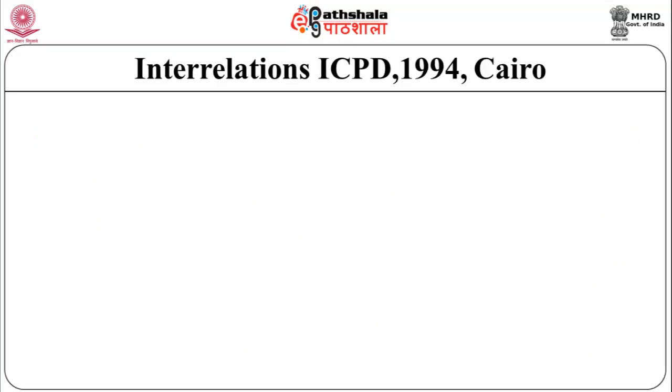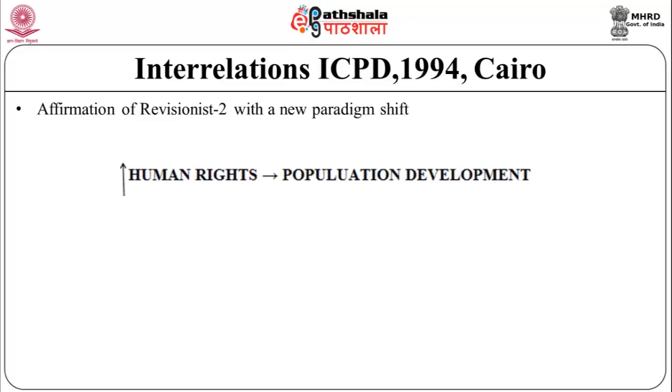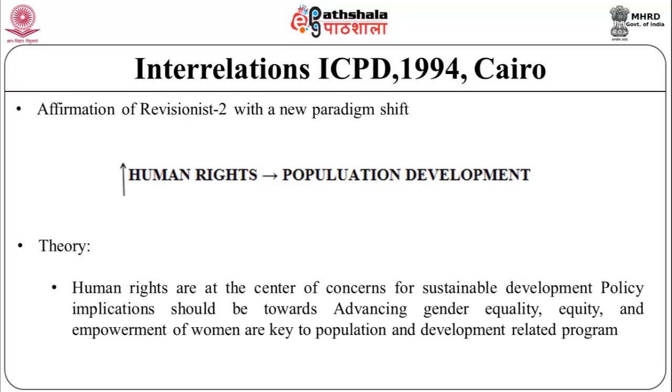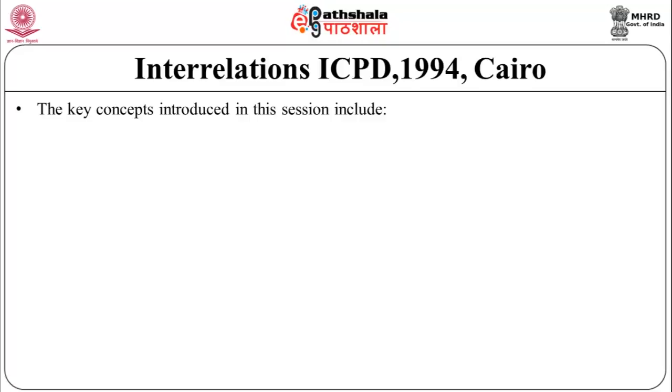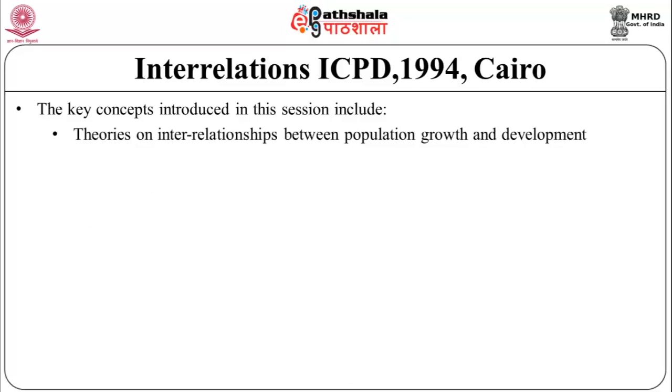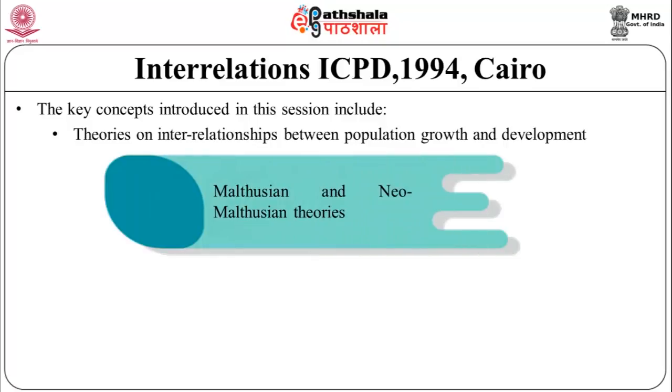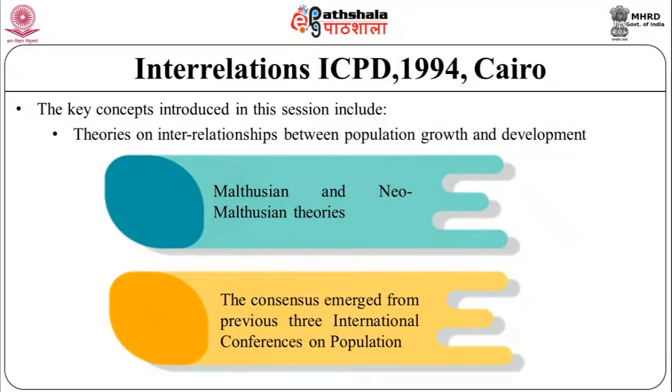Now let us see the interrelations. ICPD 1994, Cairo: affirmation of revisionist 2 with a new paradigm shift. Now let us see human rights and development. Now, in this theory, human rights are at the center of concern for sustainable development. Policy implications should be towards advancing gender equality, equity, and empowerment of women, which are key to population and development related programs. The key concepts introduced in this session included theories on interrelationships between population growth and development, Malthusian and new Malthusian theories, and the consensus that emerged from the previous 3 international conferences on population.